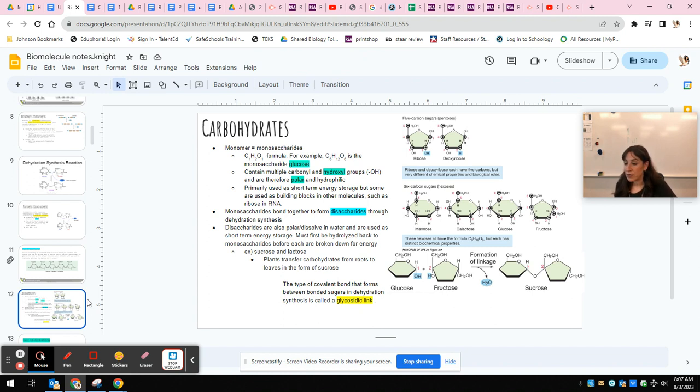Monosaccharides bond together to form disaccharides. Di means 2, through dehydration synthesis. And then later, disaccharides will bind with other monosaccharides to form trisaccharides, oligosaccharides, and eventually polysaccharides.